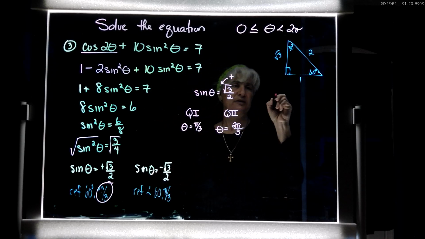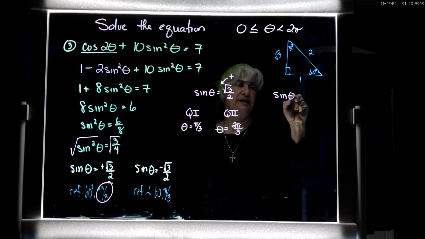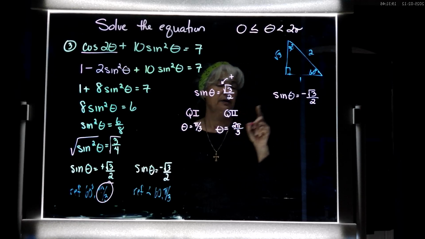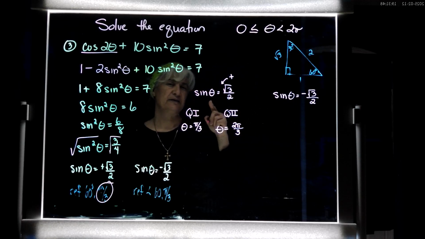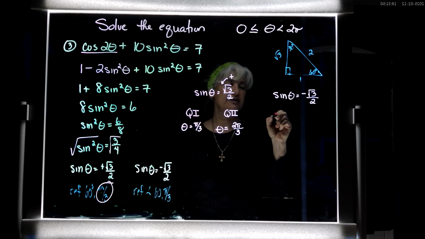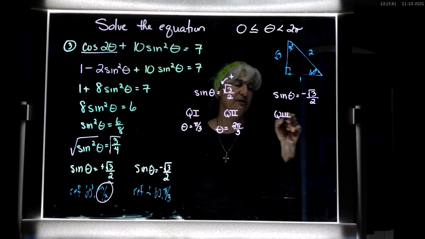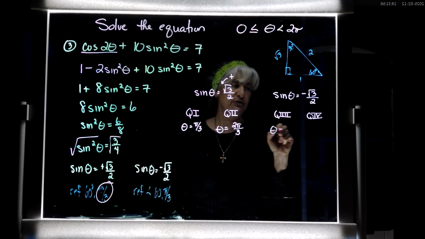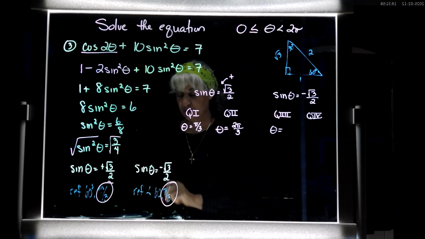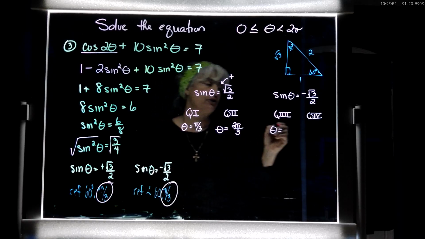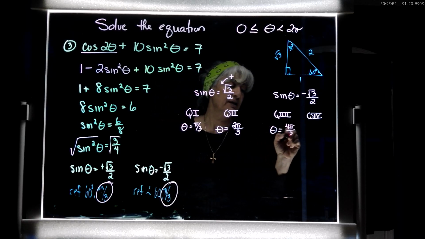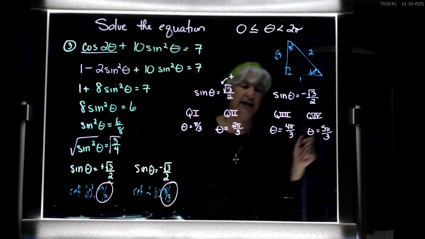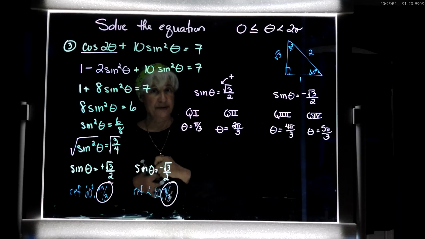Let's look at the other one. The sine of theta is equal to a negative square root of 3 over 2. Sine is negative in quadrants. Good. 3 and 4. So in quadrant 3, knowing your reference angle is pi over 3, good, that's 4 pi over 3. And in quadrant 4, that's 5 pi over 3. Excellent.